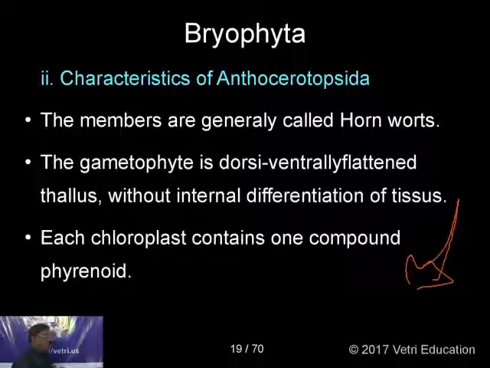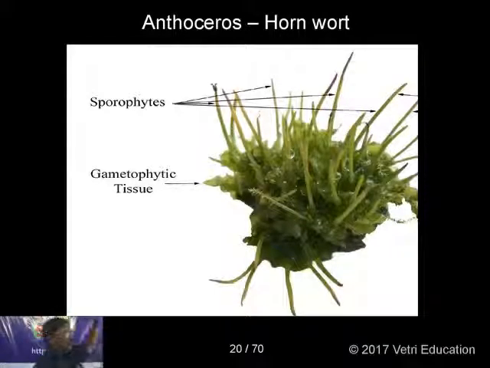And each chloroplast contains one compound pyrenoid, whereas in Hepaticopsida there are no pyrenoids. Here you can find the pyrenoid. Let us see the diagram. Here this is Anthoceros, this is the thallus, and the sporophytes are horn-like structures, so it is called a hornwort. This is the gametophytic tissue.